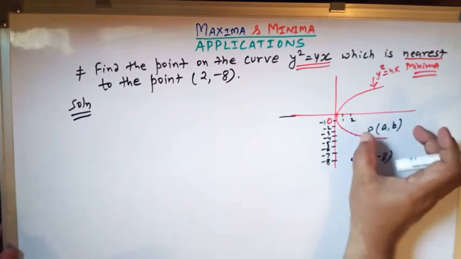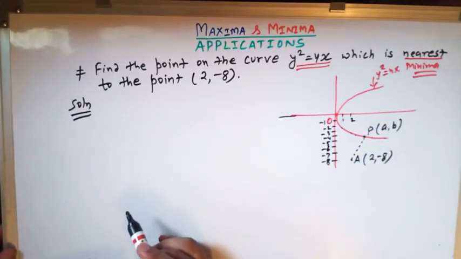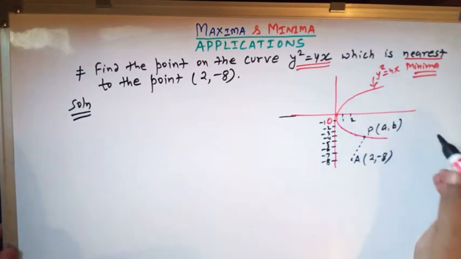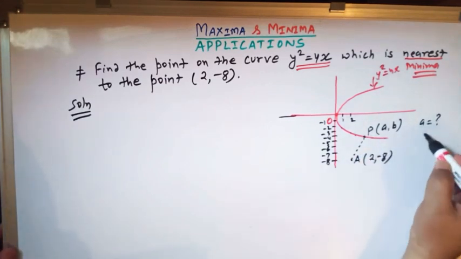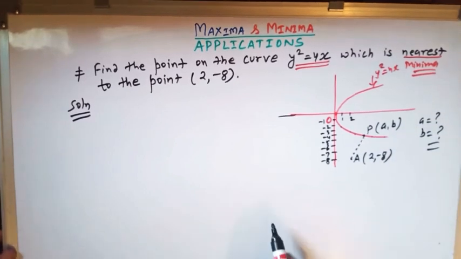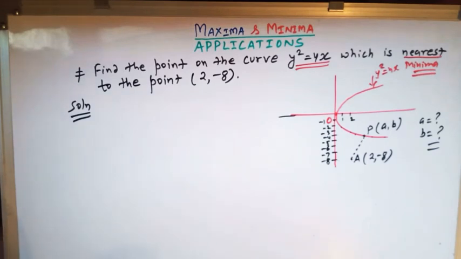So we have to search for this point. What are the coordinates of this point P? Okay, so this is the meaning of this problem. So we have to find a and b. Clear? So let us solve it.